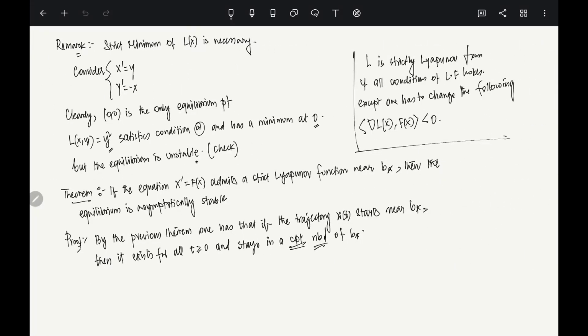See, for stability, it just has to be in the neighborhood of b star. It cannot move away from b star. For asymptotic stability, it has to converge toward b star. Now suppose such a trajectory does not converge to b star.